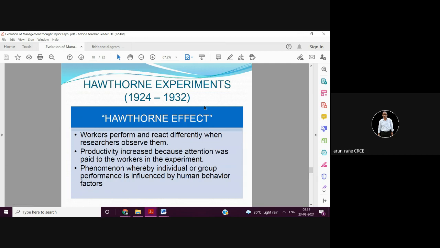Hawthorne performed some experiments between 1924 and 1932 to improve productivity. That is also called the Hawthorne effect. And what he concluded is that people or workers will perform and react differently if they understand that management is observing them. Productivity increased because attention was paid to the workers in the experiment. You have to take care of your people.